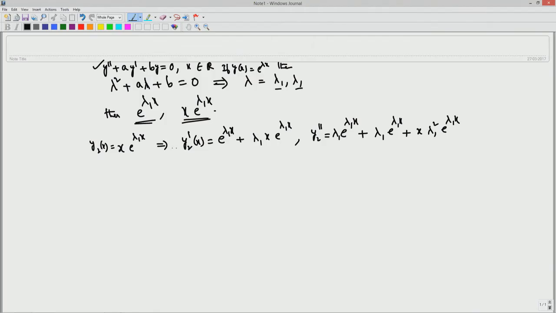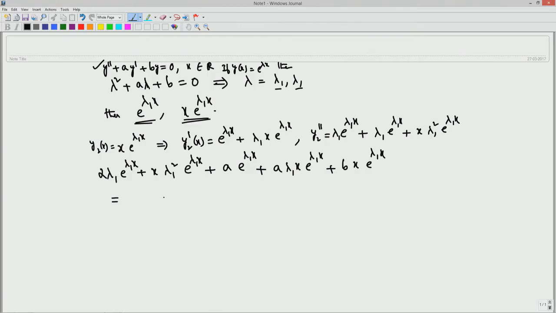Okay, so this is what you have. If you substitute, you get 2 lambda 1 e power lambda 1 x plus x into lambda 1 square e power lambda 1 x, and then plus a times e power lambda 1 x plus a times lambda 1 x e power lambda 1 x plus b times x into e power lambda 1 x. I just substituted y2 dash and y2 double dash, and you want to see what happens to this.